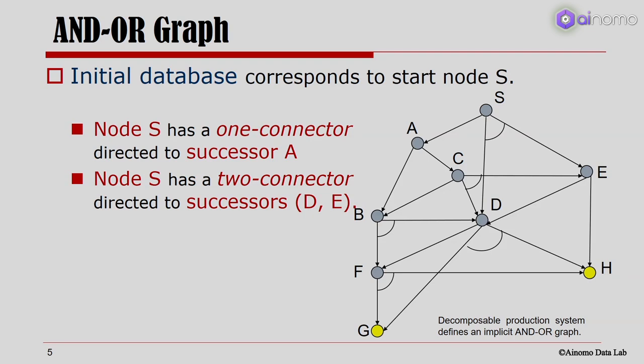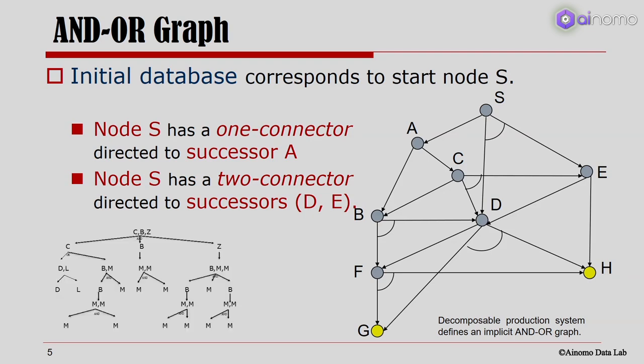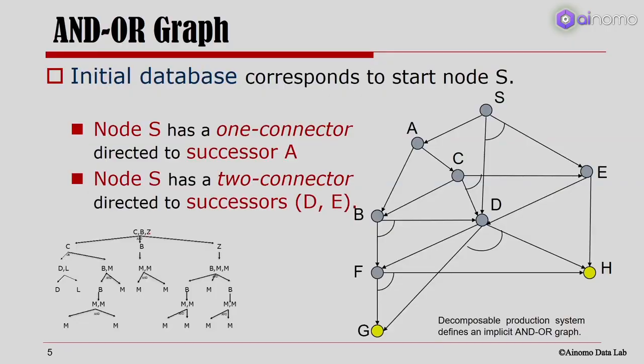The decomposable production systems that I was referring to define an implicit and/or graph, and the initial database corresponds to the start node S. Kindly recall what we did in our production systems lecture. We looked at a decomposable production system for rewriting rules. So, we had an initial database CBZ, which could be broken up into 3 databases C, B and Z. Now, to each of these could be applied rewriting rules, like C could be rewritten as DL, or C could be rewritten as BM.